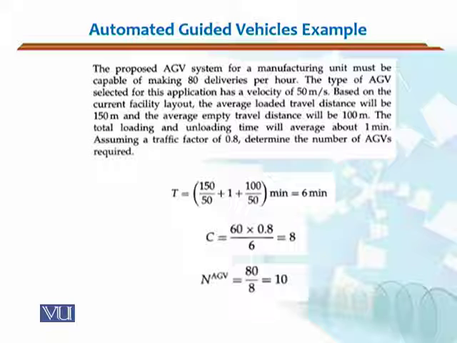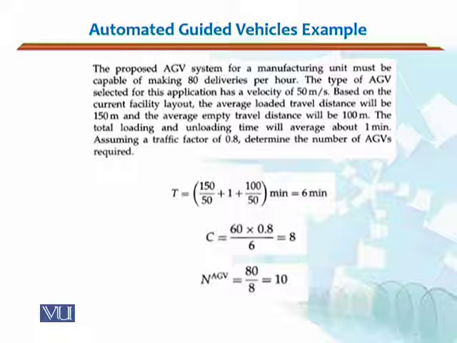Based on the current facility layout, the average loaded travel distance will be 150 meters. So on average, in my facility, what would be the distance the AGV would travel when it is loaded? It would be 150 meters. Remember that it is the average distance. Distances can be less and more also, but based on history, this is the average distance which the AGV might be traveling.